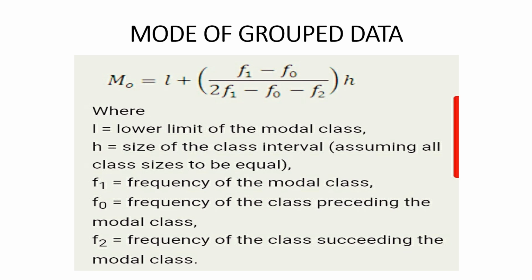F1 is the frequency of the modal class. F0 is the frequency of the class preceding, means before the modal class, and F2 is the frequency of the class succeeding or after the modal class.